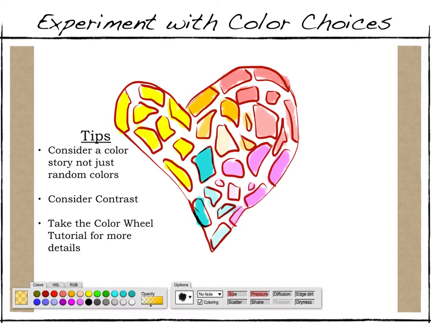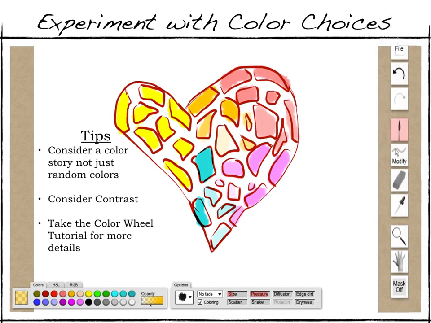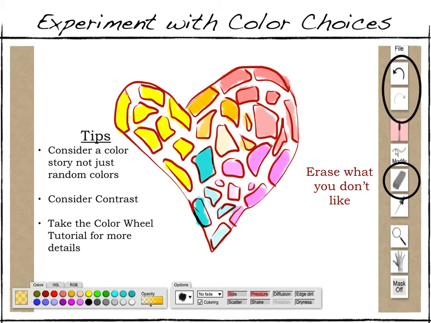So for example, colors that are also high contrast would be black and white. If you want to learn more about selecting colors, take the color wheel tutorial. And of course, you can try out any color you would like. But if you do not like it, you can simply just erase it. At this point, you did not buy the tiles yet, so there is no problem. You can also use the arrows to undo or redo any action.